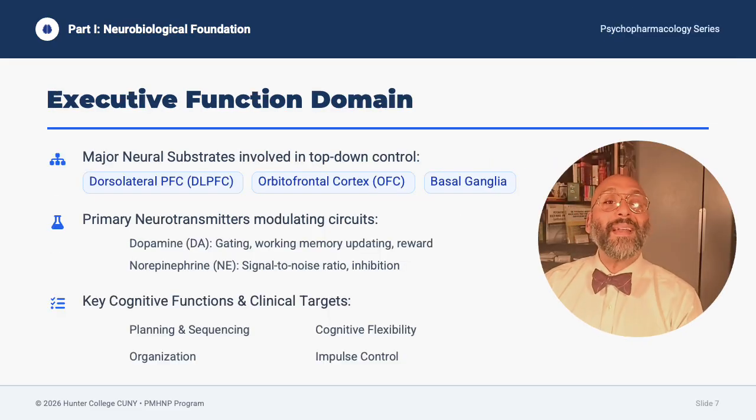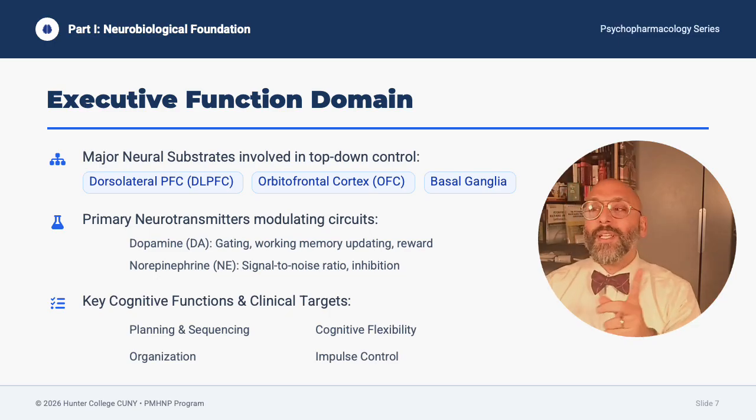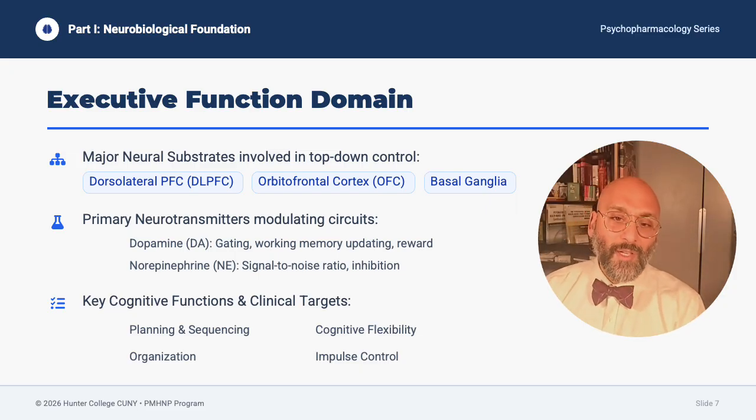All right, let's talk about executive function. This is the brain's command and control center, right? This is the domain that determines whether intentions actually turn into behavior. Now, there are some major neural substrates here. The first is the dorsolateral prefrontal cortex, the DLPFC. This is responsible for planning, sequencing, and memory manipulation. That is, holding a plan in mind and executing it step by step.